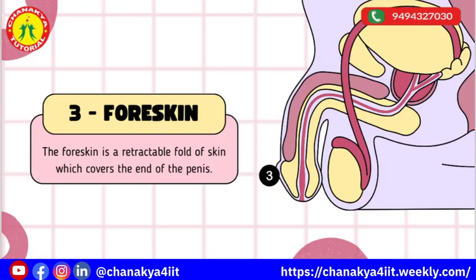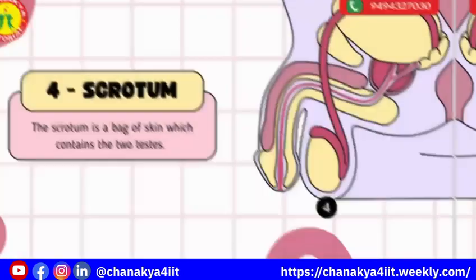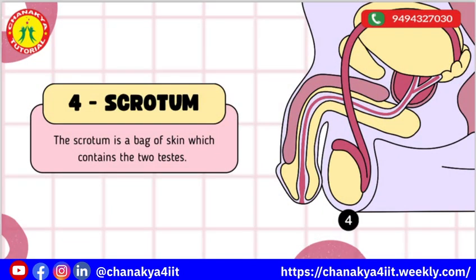3. Foreskin. The foreskin is a retractable fold of skin which covers the end of the penis. 4. Scrotum. The scrotum is a bag of skin which contains the 2 testes.